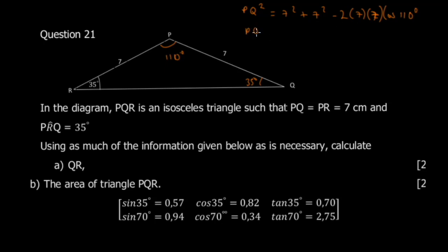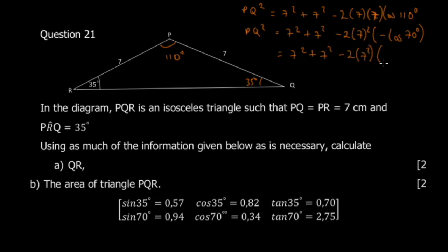So you'd get PQ squared here equal to 7 squared plus 7 squared. You can simplify this on the stage, it's still okay. Minus 2 times 7 squared. Then this one would be negative cosine of 70 degrees. If the angle is greater than 90, then the cosine of that is 180 minus the angle given, so it would be negative of that. So you'd get 7 squared plus 7 squared here minus 2, 7 squared.